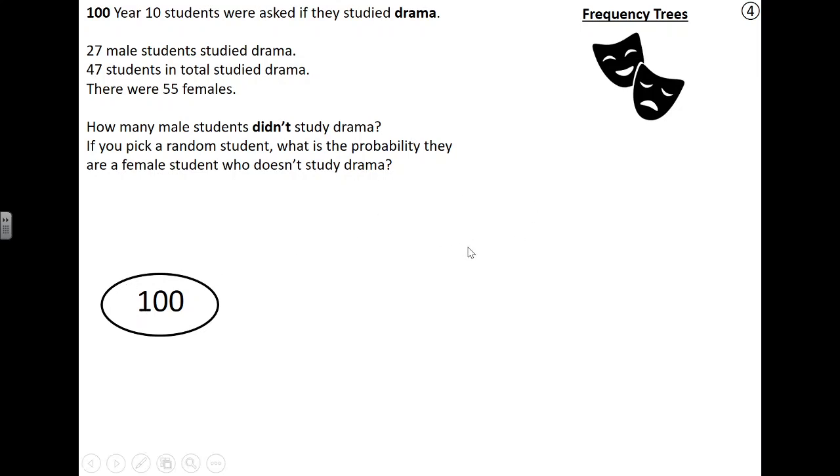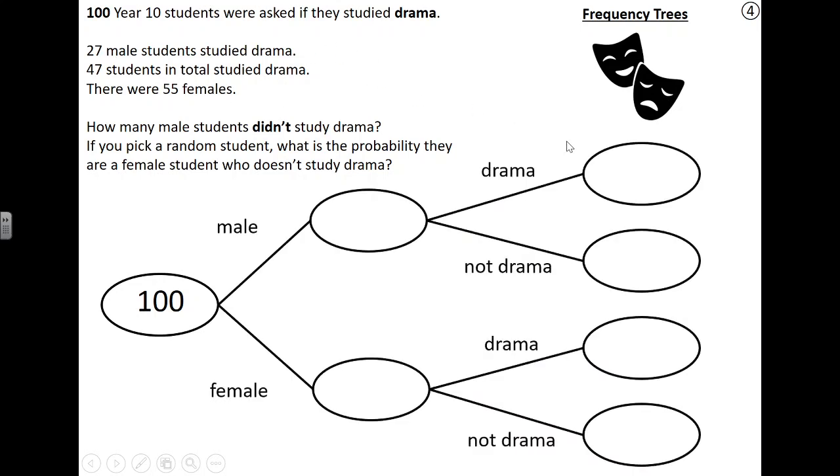So 100 people surveyed. Again, they were male and female, and they either studied drama or they didn't study drama. So this is the scaffolding. We can see there was 27 male students that studied drama, so male and drama. 47 students in total studied drama. So if we know 27 were male that studied drama, whatever we add to 27 to make it up to 47 needs to be in here.